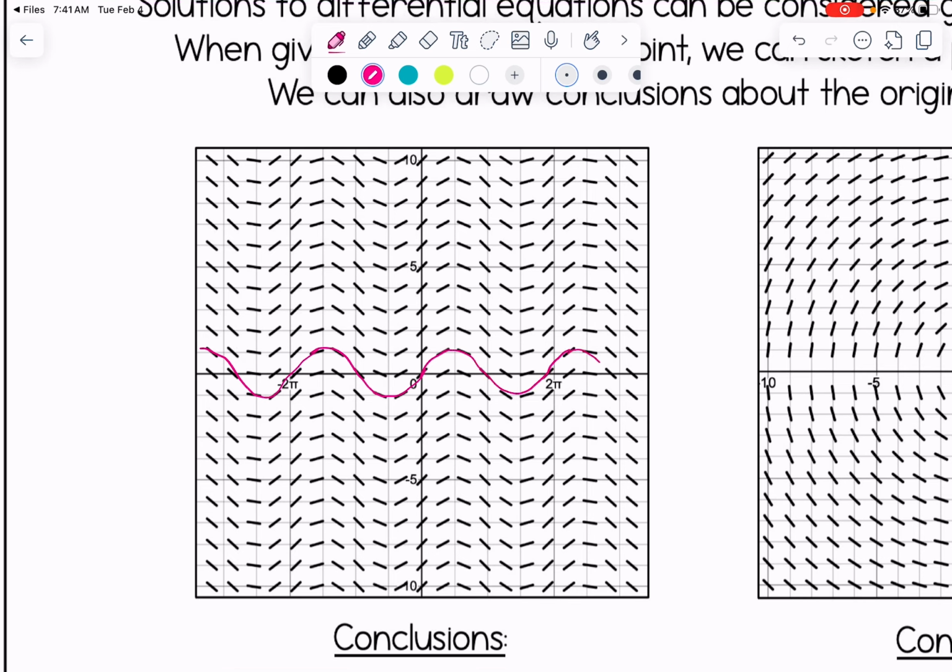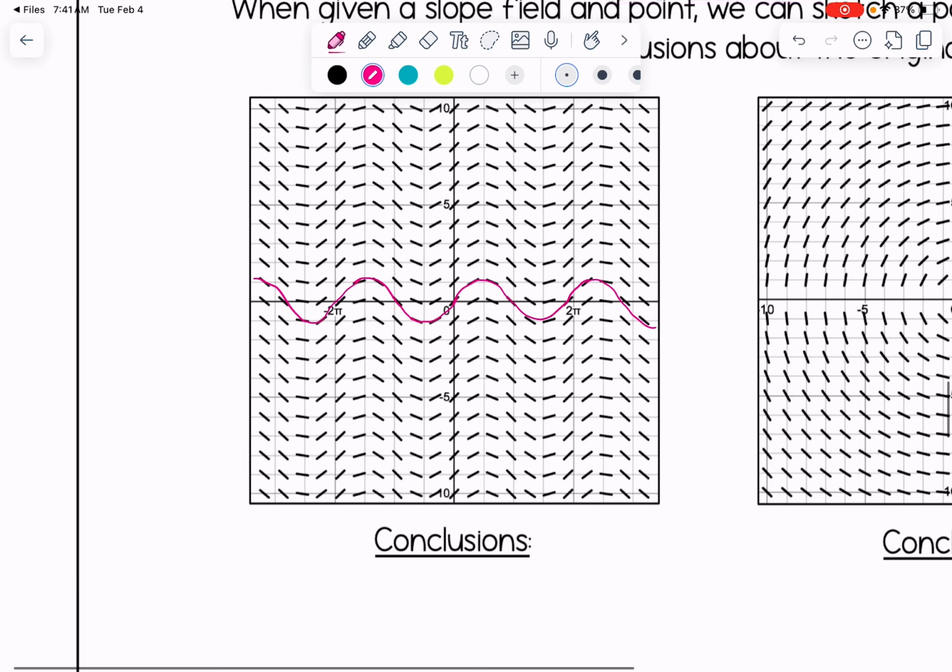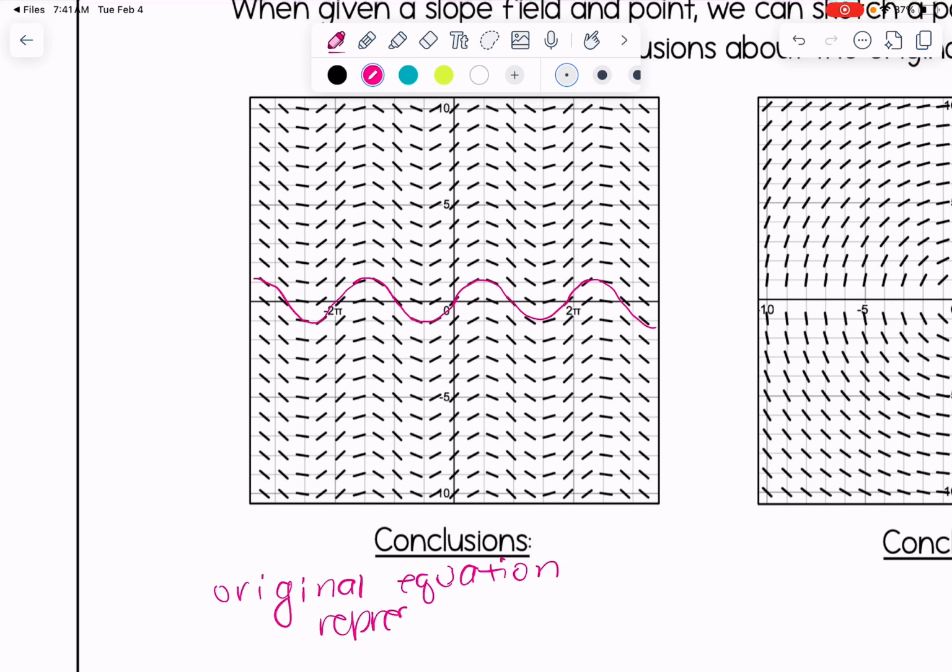And I see that I have this wave pattern here. So by looking at this, I could draw a conclusion that the original equation represents sine. So we don't know exactly what the equation is, but we can tell that this is definitely a sine curve here in this first example.